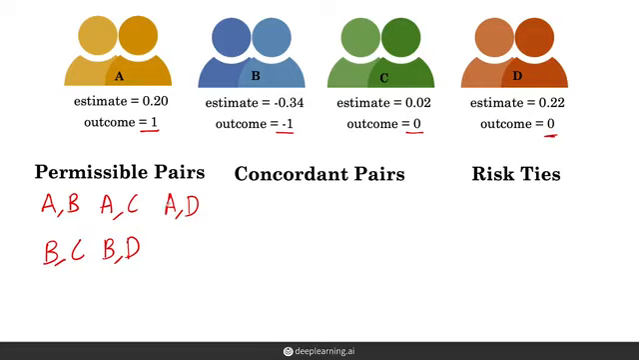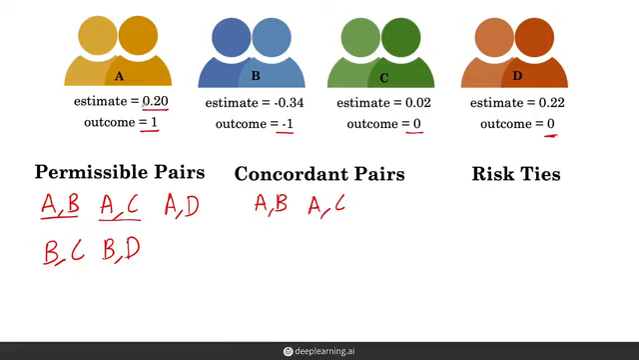Of these, now we can check for pairs that are concordant, where we're checking whether the higher estimate pair has the higher outcome level. So let's look at AB first. So in AB, the higher estimate is for A, and the higher outcome is for A. So that's concordant. For AC, we see that the higher estimate is for A, and the higher outcome for A.